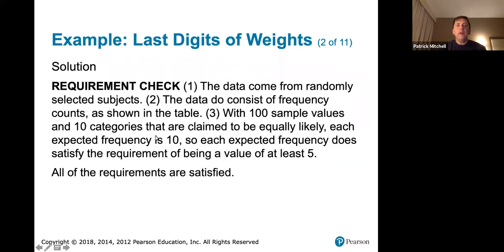All right, so let's check our requirements. First, the data come from randomly selected subjects. Number two, the data do consist of frequency counts as shown in the table. And then with 100 sample values and 10 categories that are claimed to be equally likely, each expected frequency is 10. 100 times 1/10, or 100 divided by 10. So each expected frequency does satisfy the requirement of being a value of at least 5. So all of the requirements are satisfied.